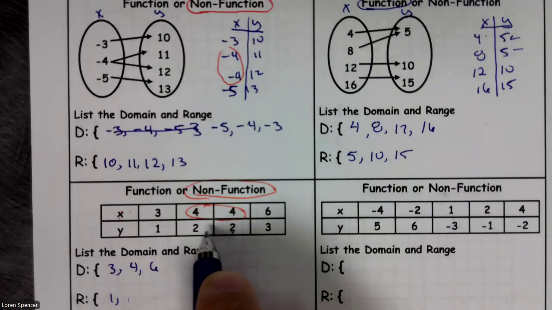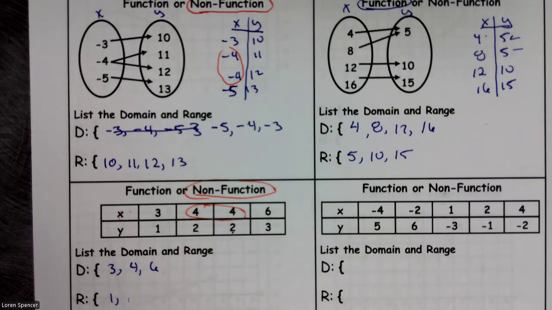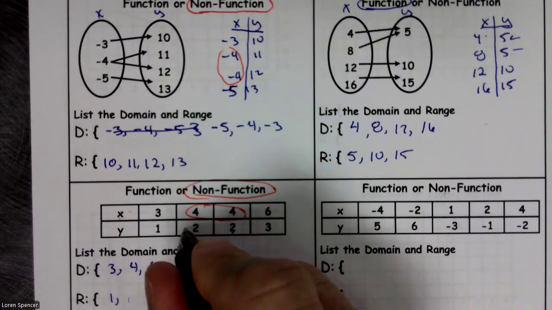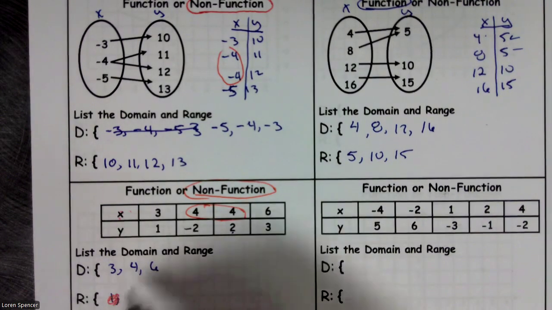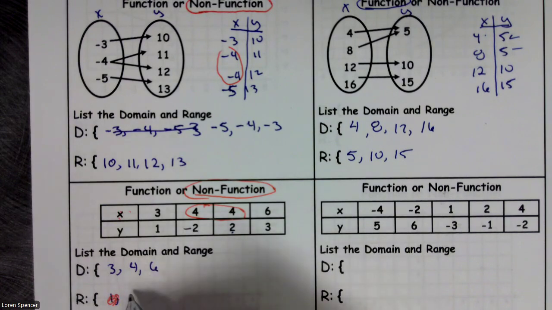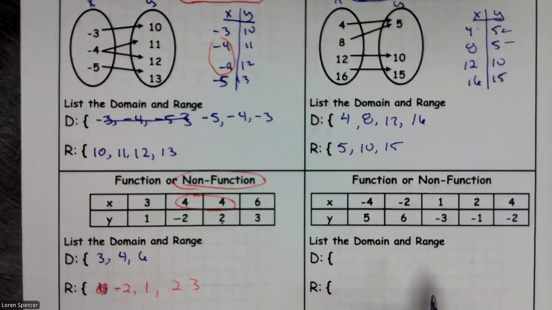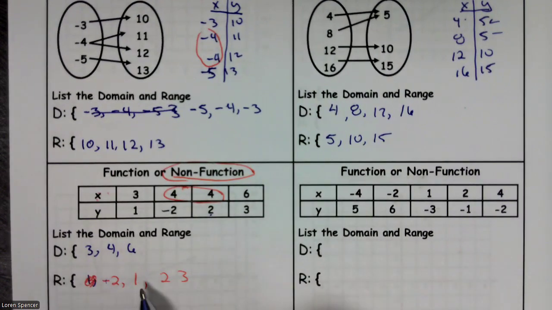By the way, that should have been a negative 2 right there. That's a typo. That should have been 1, negative 2, in which case, my bad, negative 2 should come first. Check that off. Then 1, then 2, then 3, because remember they have to be in order from least to greatest, and negative 2 is smaller than positive 1.